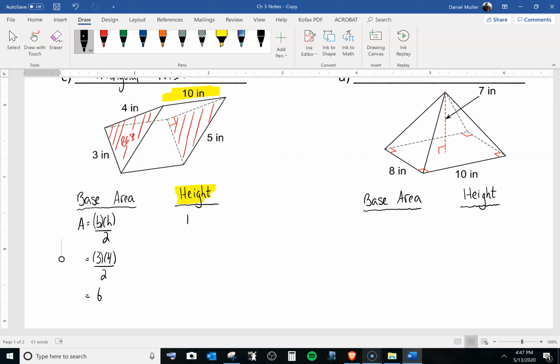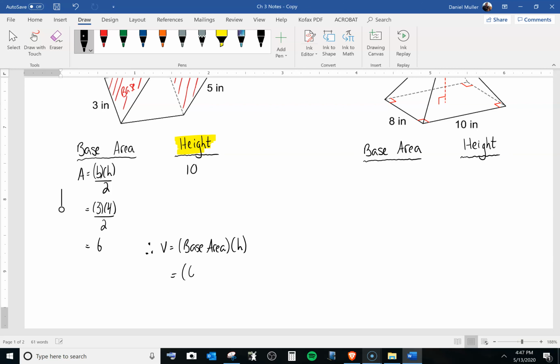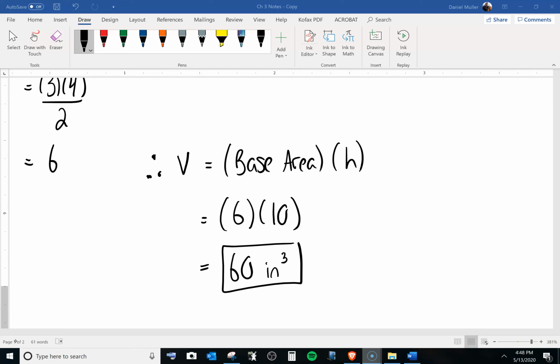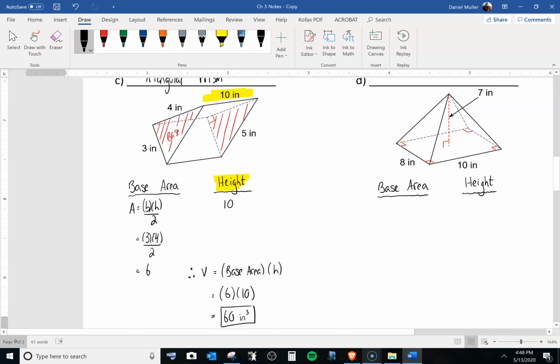For all of these things, remember, it's just the base area times the height. That's how you find volume. It's a lot easier than surface area. So volume is equal to the base area times the height. The base is 6. The height is 10. 6 times 10 is 60. And then we'll do inches cubed. So 60 inches cubed. I'll just zoom out there for a second.